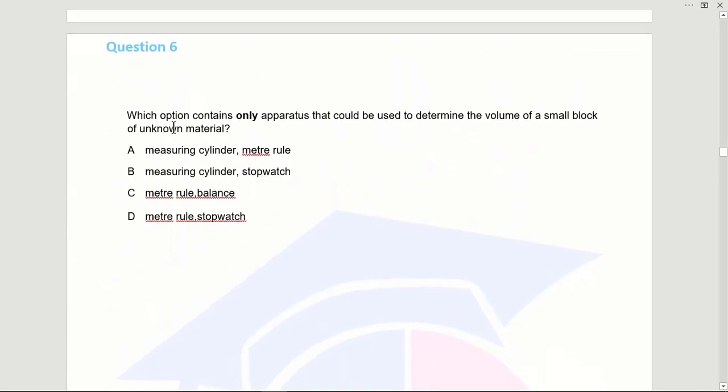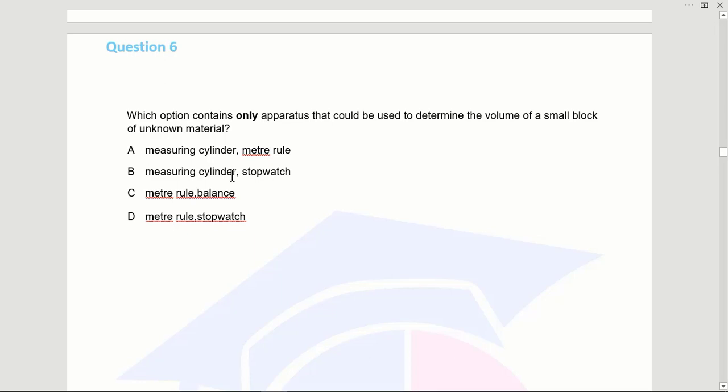Next question, which option contains only the apparatus that could be used to determine the volume of a small block of unknown material? Now you need the volume, and you don't know the material. You need the measuring cylinder, might be meter rule, can be, yes, because if the block is irregular, you can use a measuring cylinder. If the block is regular, you can use the measuring tape, because for volume, if it is a regular shape, you can find length times width times height. If irregular, you can use a measuring cylinder.